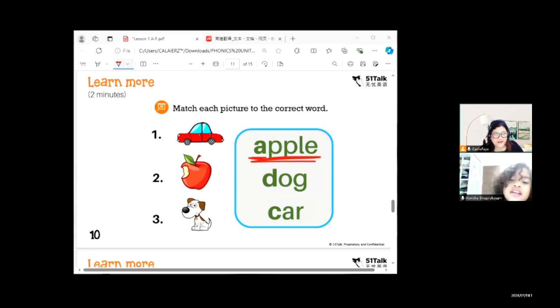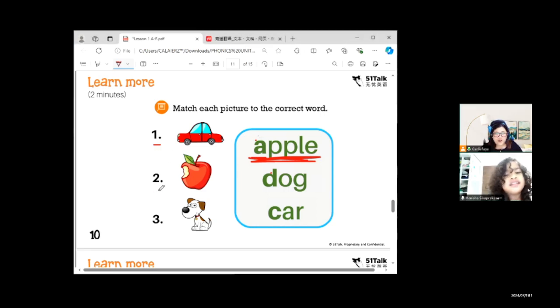Ano gayong sound ng A? A? Apple. Apple. Very good. Draw a line. Mag-draw ka ng line going to the picture, from this word to the picture. Okay, go, go, go. You can do it. I cannot do it. Ah, you cannot.